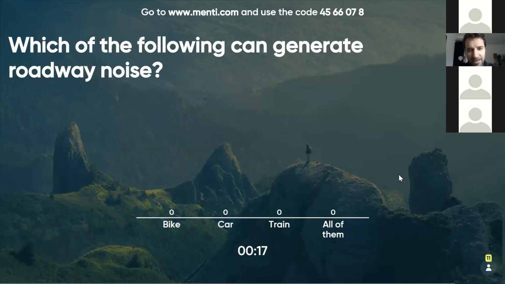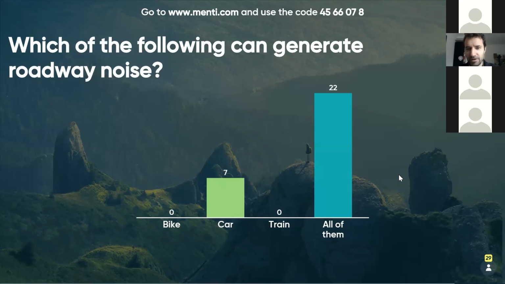Okay, a bike, a car, a train, and all of them. One is for sure the highest impact. A train is not really on a road, and the bicycle might be pretty quiet. Well, a bike creates a little bit of noise. A train might rather be on a railway, so it might be a tricky question.